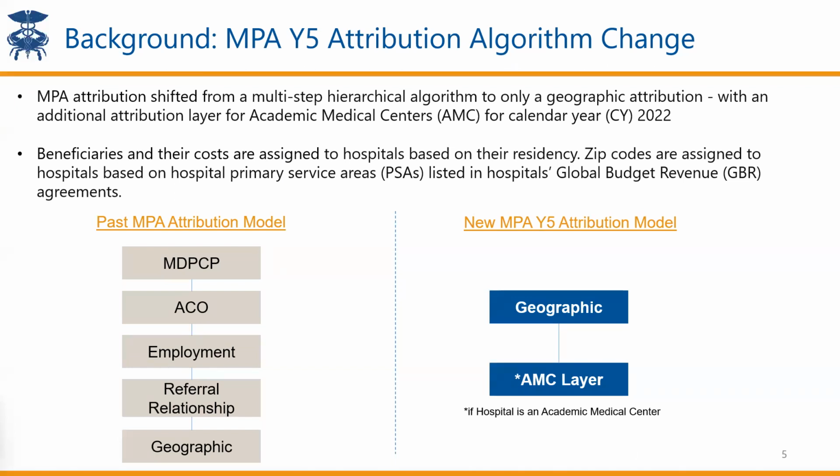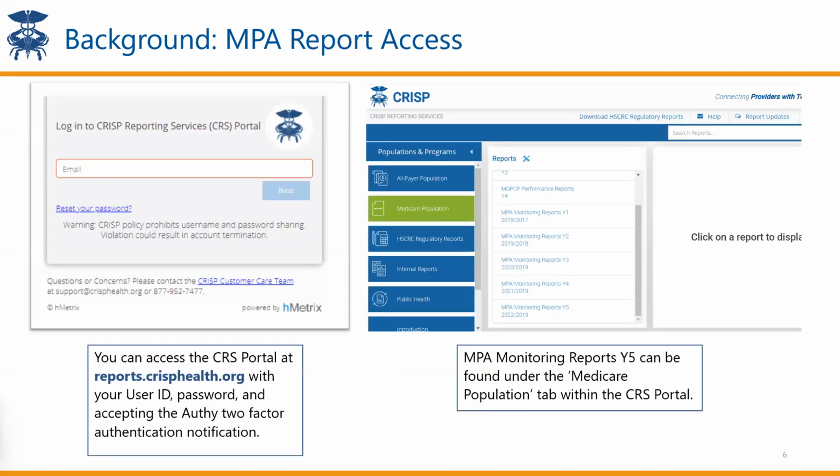All right, so with that policy background out of the way, I will talk about where to access these reports. The MPA monitoring reports can be found on the CRISP Reporting Services portal at reports.crisphealth.org. When you log in, make sure you're using your username, password, and two-factor authentication to join the portal. Once you're in the portal, the monitoring reports for MPA can be found under the Medicare Population tab.